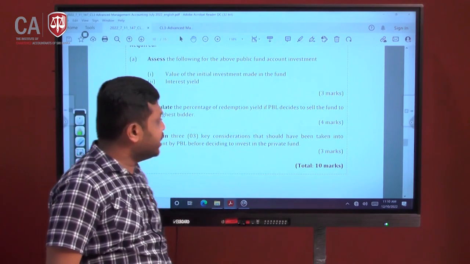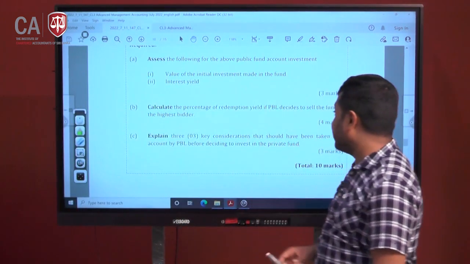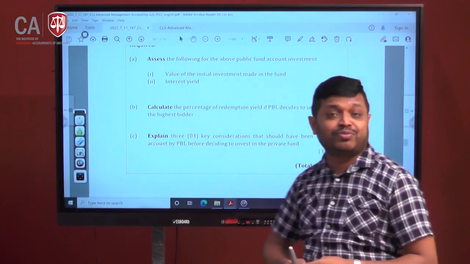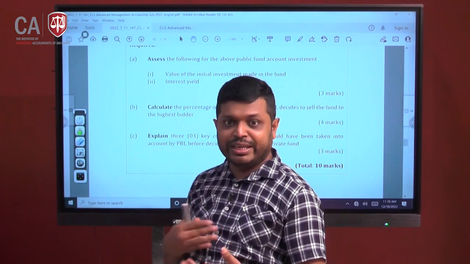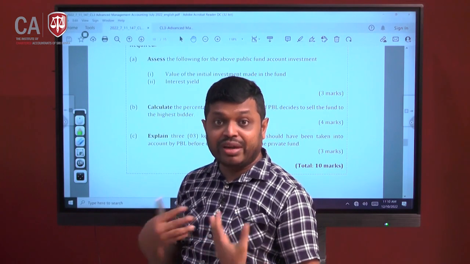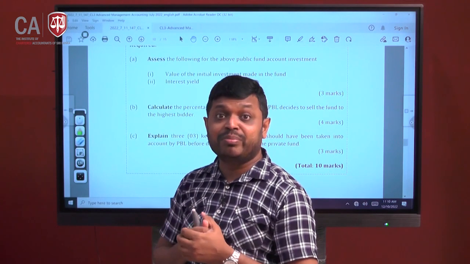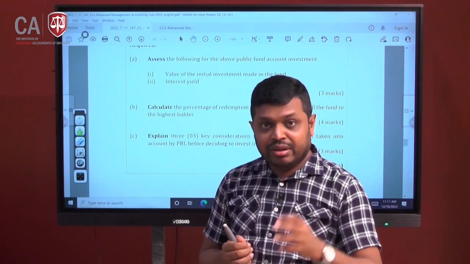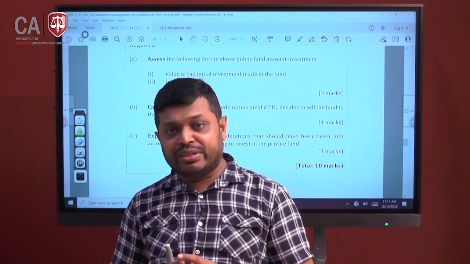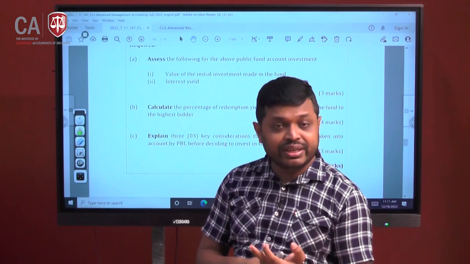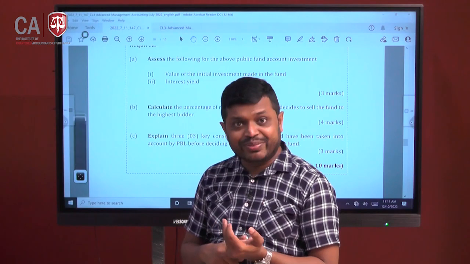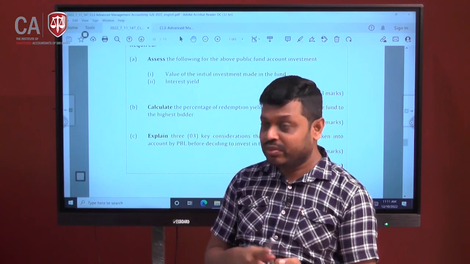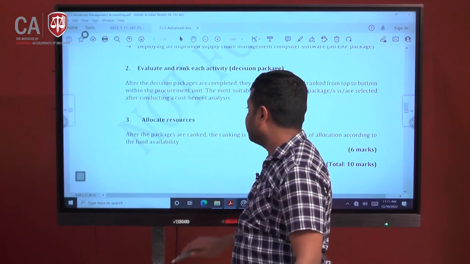Explain 3 considerations that should have been taken into account by PBL before deciding to invest in a private fund. Now you have redeemed the public fund. The private fund you have invested in, there is a problem in liquidity. Mainly, when you are going to invest in a private fund, you have to look at their liquidity, the risk associated with it, their risk grading and the interest rate they are offering. You have to consider these. We will look at the answer.